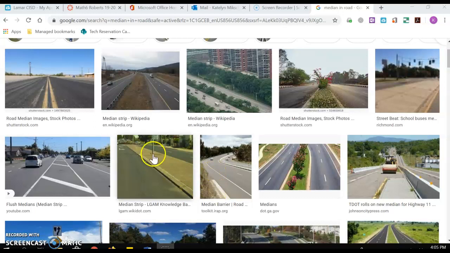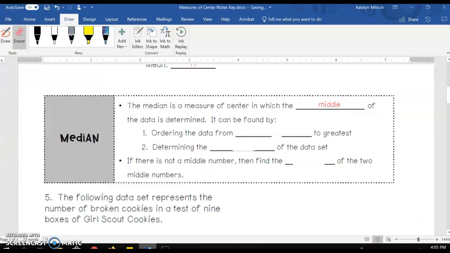And just really quick, in case you don't know what I'm talking about with median, it can be concrete like this in the road. It can be grass. It can be painted. In Texas, we have a lot of concrete medians like this one over here. So just so you can get that visual in your mind to help you remember what median means in math.